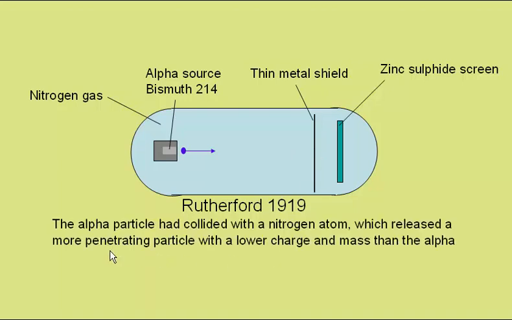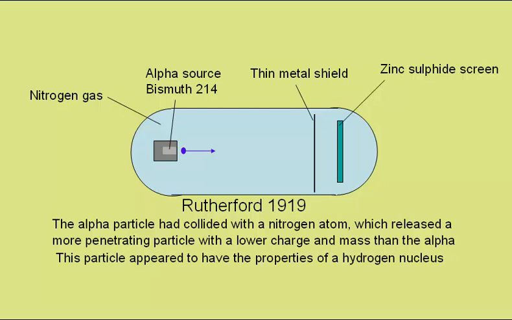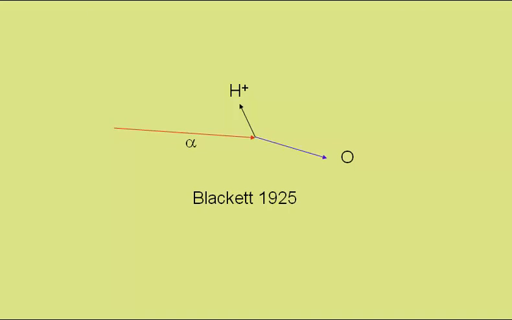What he concluded was the alpha particle had collided with a nitrogen atom. This released a more penetrating particle, which he knew to have a lower charge and mass than the alpha. This particle appeared to have the properties of a hydrogen nucleus. In 1925, Blackett managed to photograph this interaction happening in a cloud chamber.